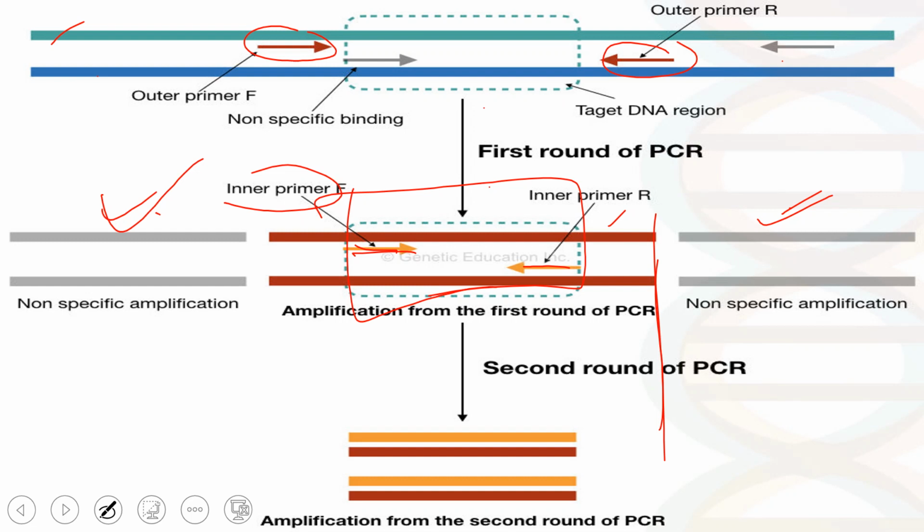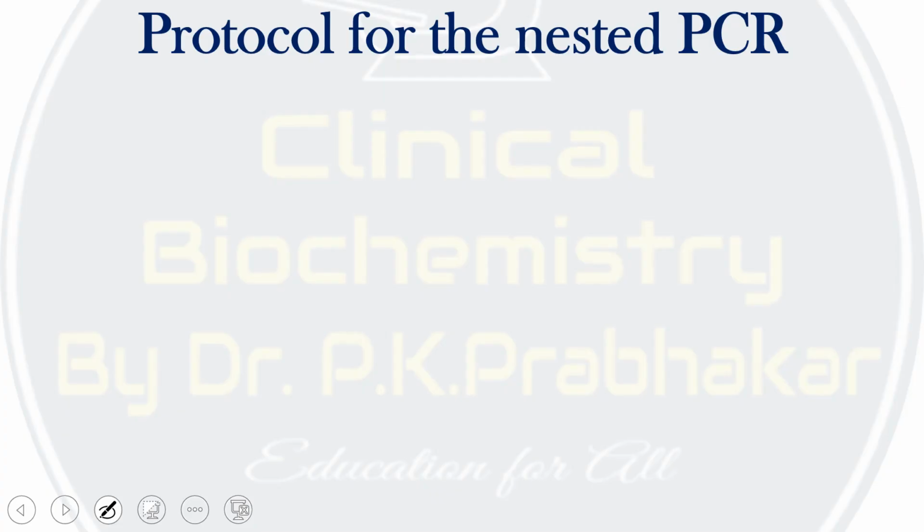So by using 2 rounds of PCR, or by using 2 sets of primers and running 2 sets of PCR, we are going to increase the efficiency and the specificity of the amplified DNA.